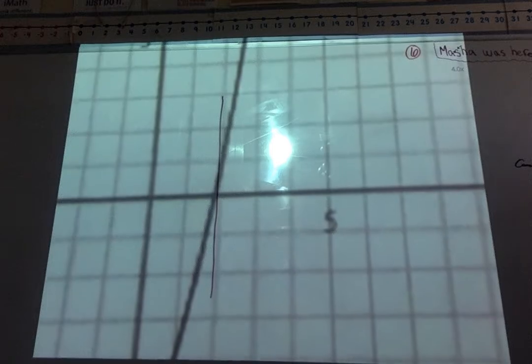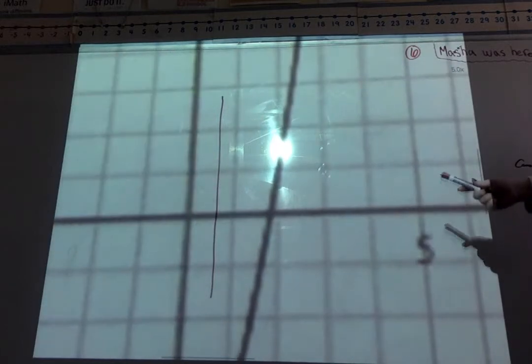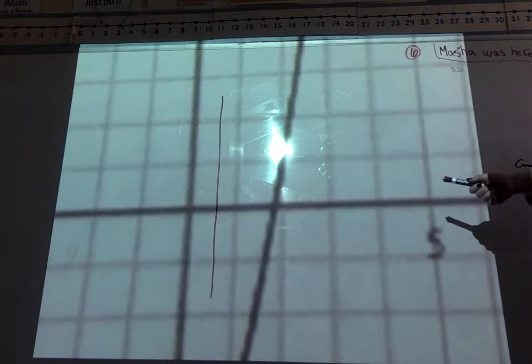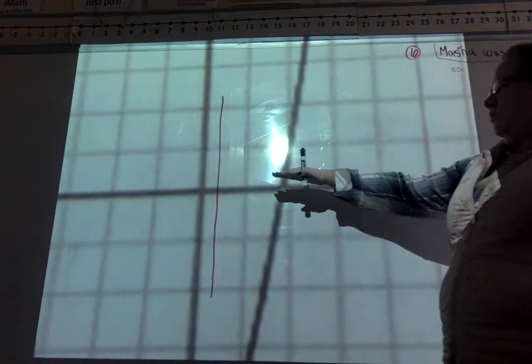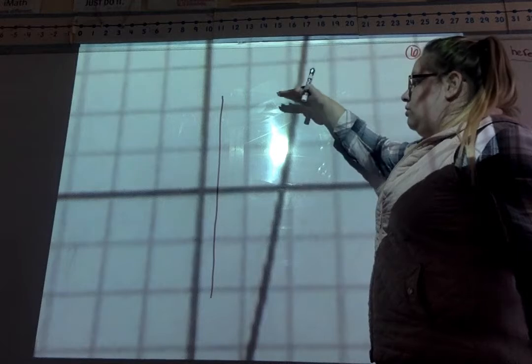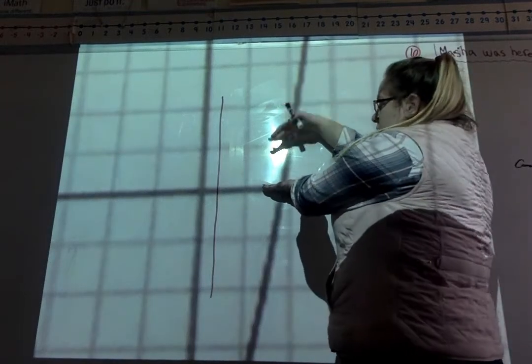It looks like it's crossing at a 3, a little off. If you look, it's a little off at y equals 0 and at y equals 2. So here's 0, here's 2. What's in between? 1.